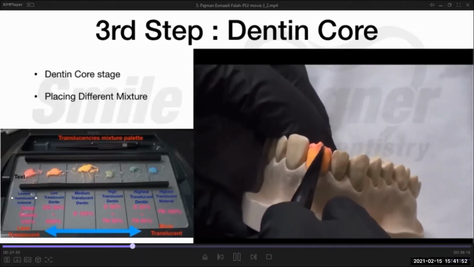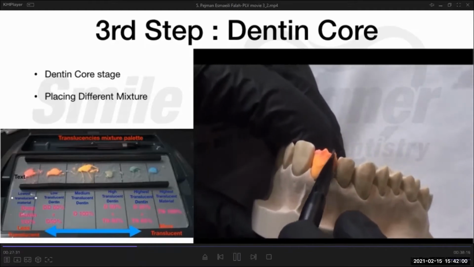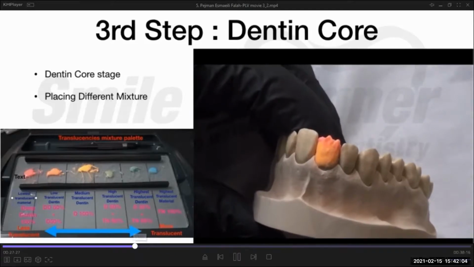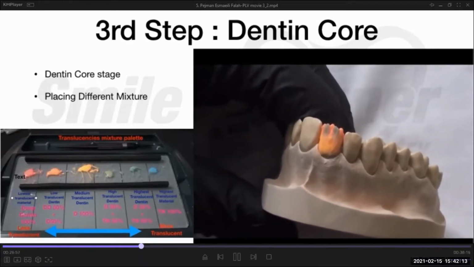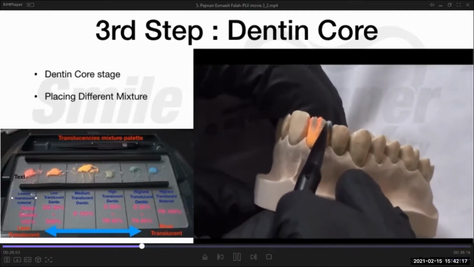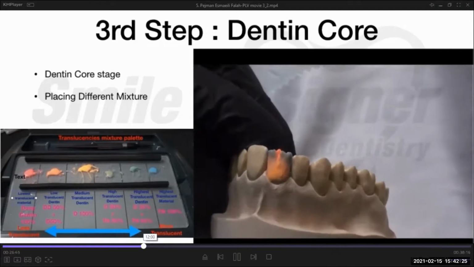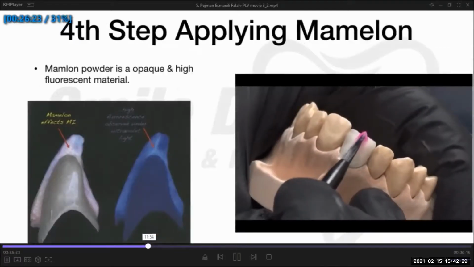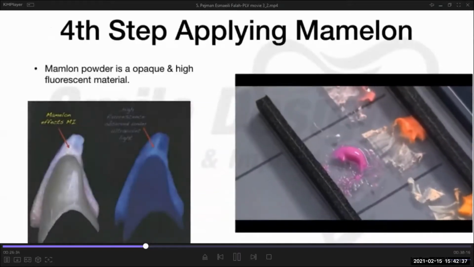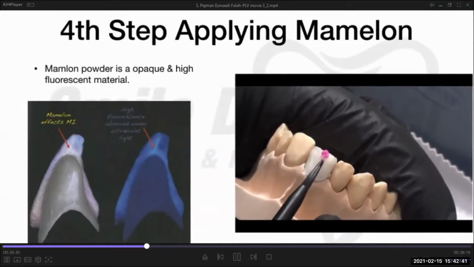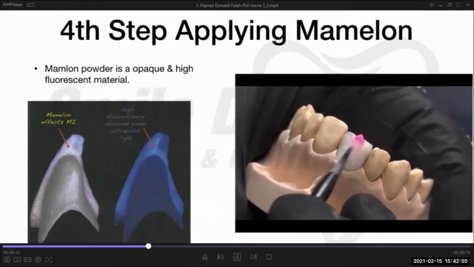Now shape three lobes for making mamelons with low translucent dentine. And apply highest translucent dentine at the corners, incisal edge, and block the light. For creating mamelons, a mixture of mamelon powder and glaze liquid is placed in three lobes at the incisal edge and block the light.